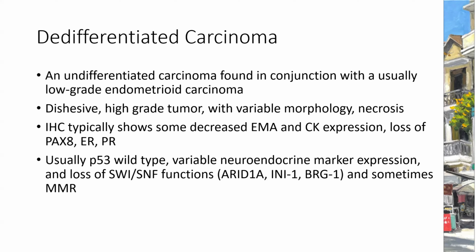The tumor has a high-grade appearance, areas of necrosis, rather adhesive, and typically the immunohistochemical markers show loss of a number of markers, including cytokeratin, PAX8, and often hormone markers like estrogen and progesterone receptor. Now, these tumors are usually p53 wild type and may occasionally have neuroendocrine marker expression and sometimes a loss of mismatch repair protein function, as we observed in our case.